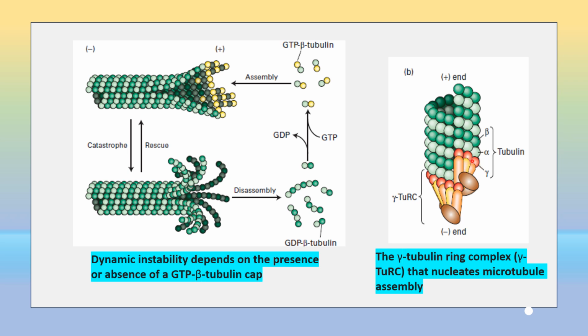You will see here what happens: the alpha subunit and then a beta, alpha beta, alpha beta, so it goes on towards the plus end. On the plus end, you will see the beta subunit of the tubulin, and towards the negative end, you will see the alpha subunit of the tubulin. So that was about the catastrophe and dynamic instability in the case of microtubules.